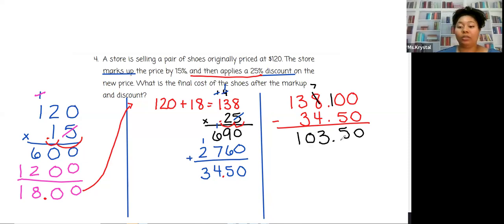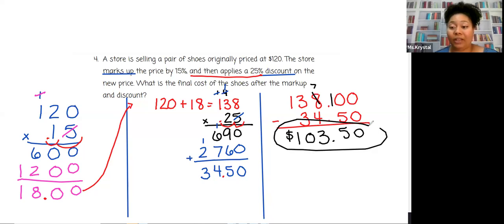So I have $103.50. It says, what is the final cost of the shoes after the markup and the discount? So it marked up and then came back down. That means it's going to be $103.50. So whoever's coming to the store for them shoes needs to have $104. Make sure you got enough. So the final answer for that is $103.50.